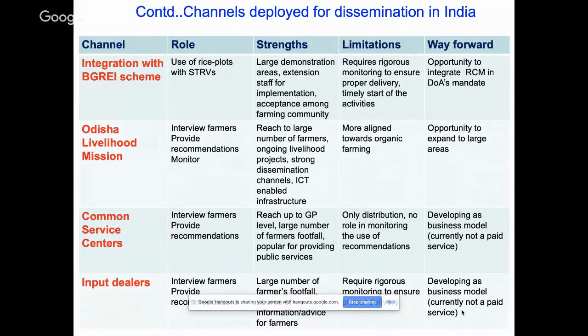There are also different missions that are existing. For example, there is an Odisha livelihood mission, though they are more aligned to organic farming, but they are happy to expand the opportunity to larger areas and also to include tools and services.